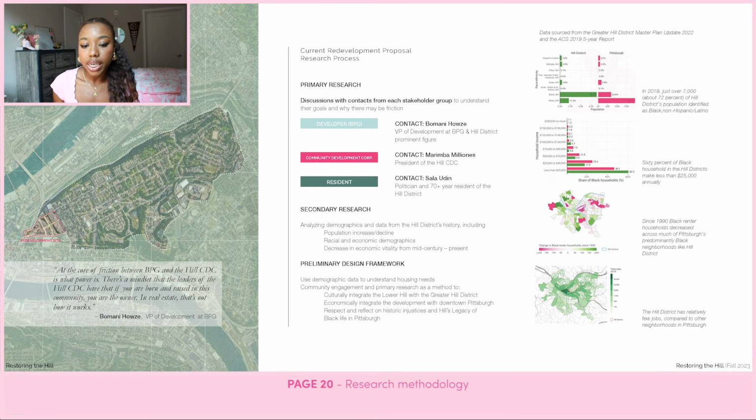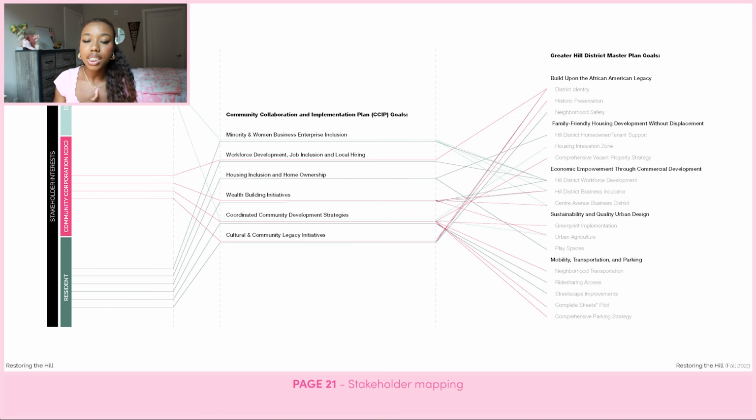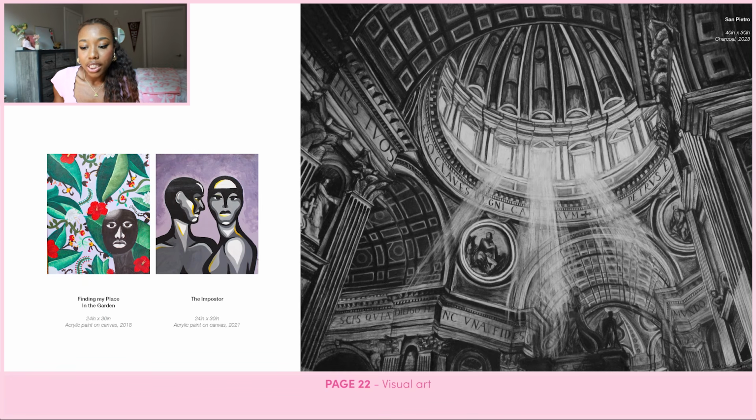This was some of my research on who I talked to, some of the demographics I was looking at, and current conditions in the neighborhood and its change. The stakeholders that are involved, what the neighborhood wants to see, which is the Greater Hill District Master Plan goals written on the right side, who makes that happen, and the interests of all the parties involved. Okay, and then the final section is visual art.